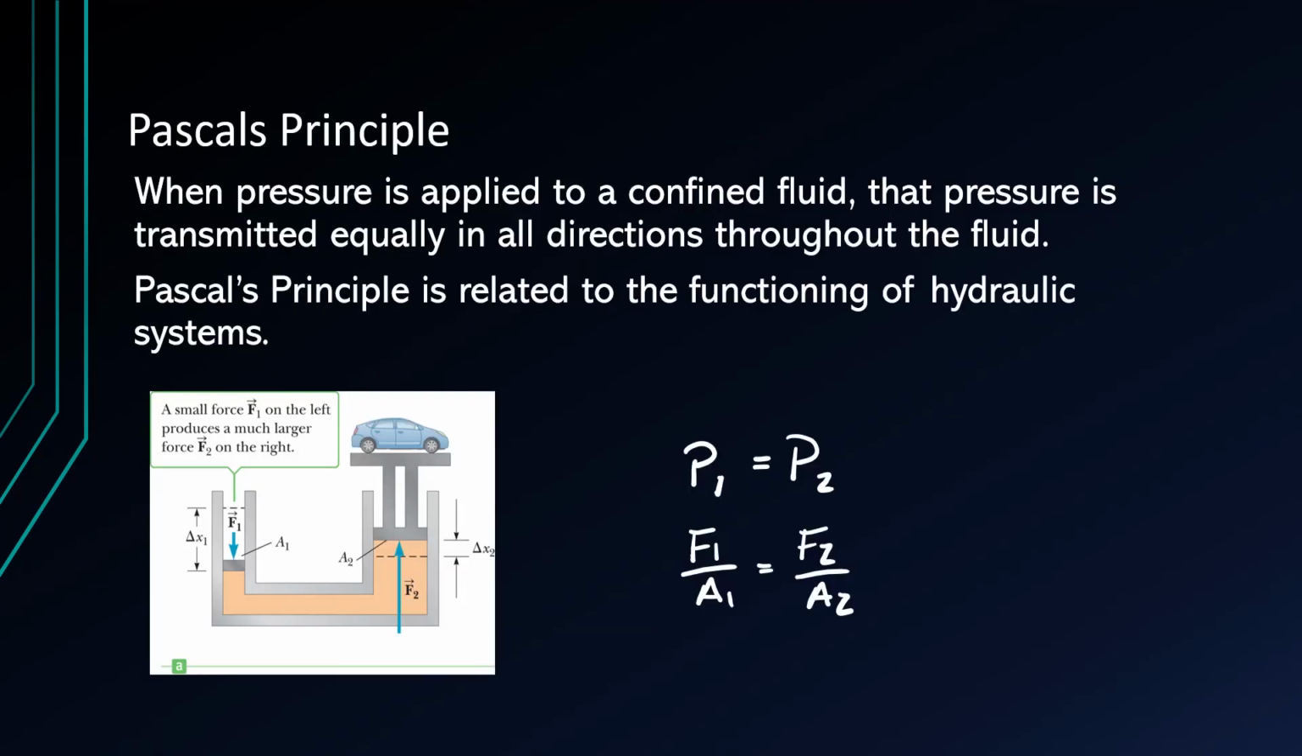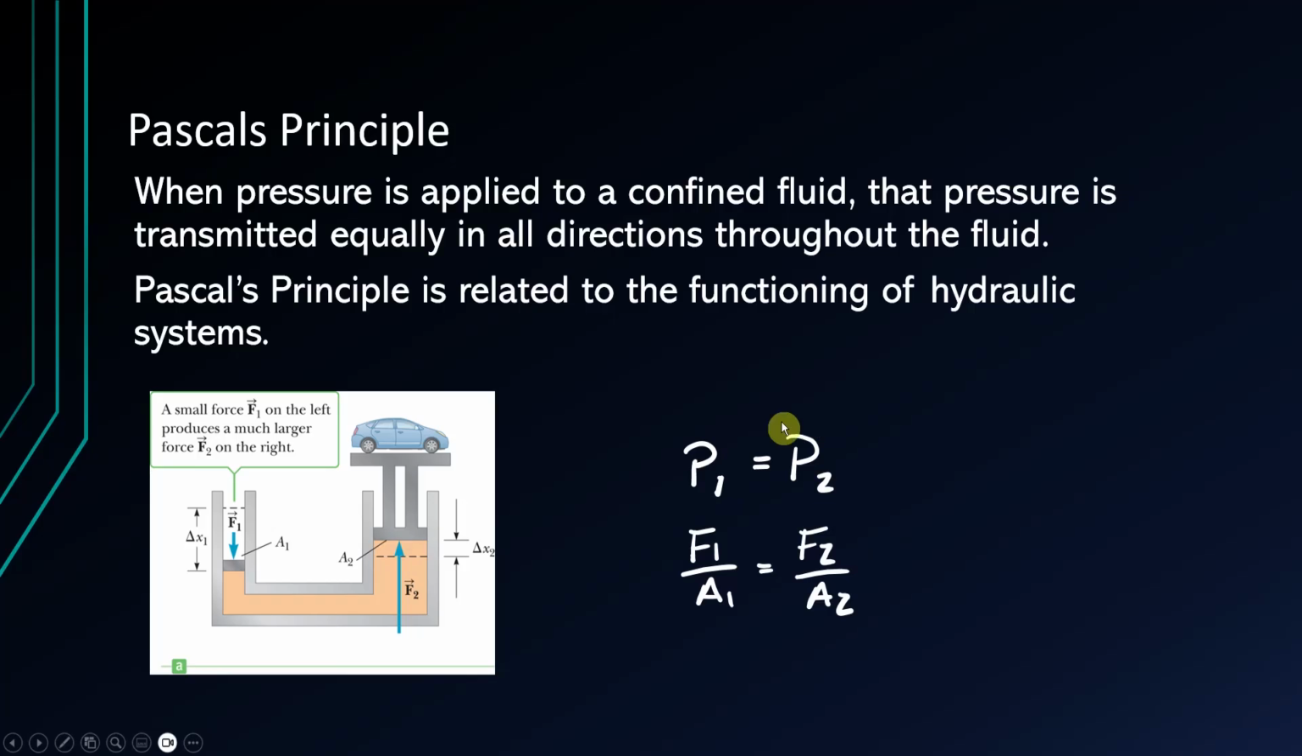So Pascal's principle tells us that when pressure is applied to a confined fluid, that pressure is transmitted equally in all directions throughout the fluid, meaning that the pressure that is applied to the left side of this container has to appear on the right side of the container as well, right? So this is how hydraulic systems function, and it's because our fluid is incompressible. So if I push down on one side, water has to go up on the other side and vice versa.